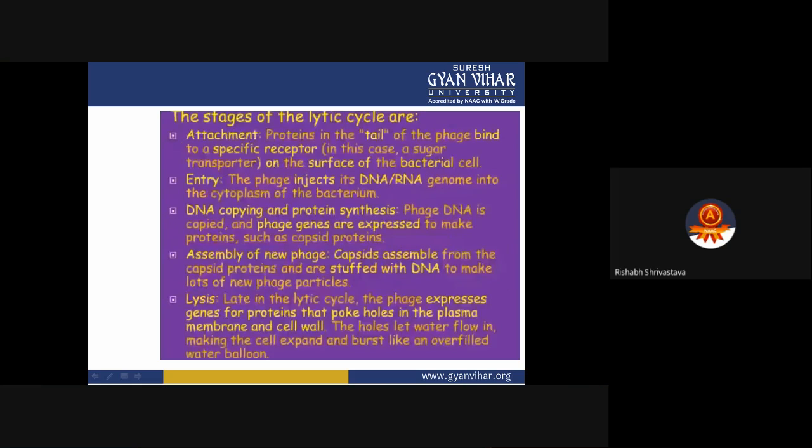The stages of the lytic cycle are: attachment is the first step. Proteins in the tail of the phage bind to a specific receptor, in this case a sugar transporter on the surface of the bacterial cell. Entry: the phage injects its DNA or RNA genome into the cytoplasm of the bacteria.